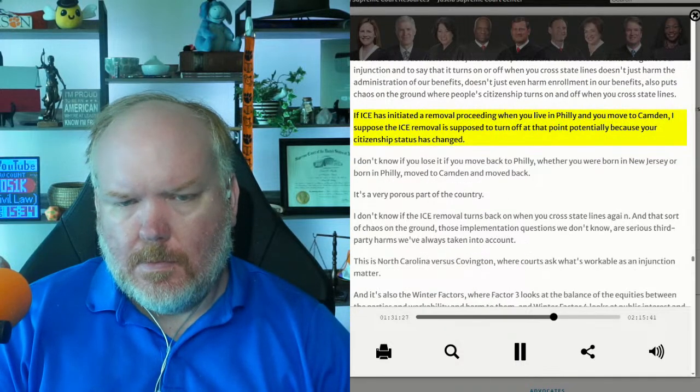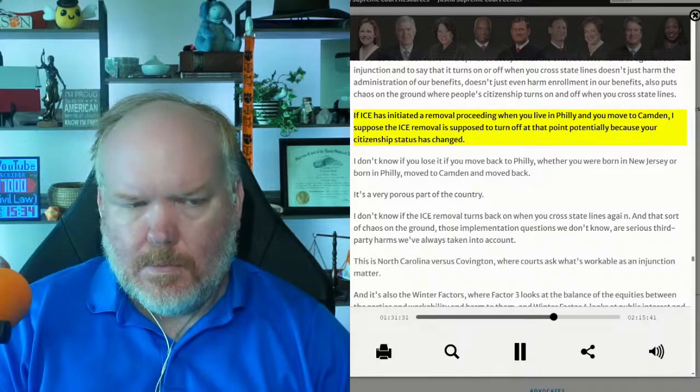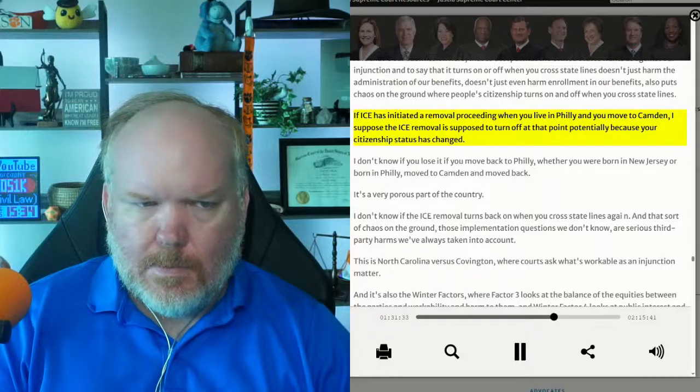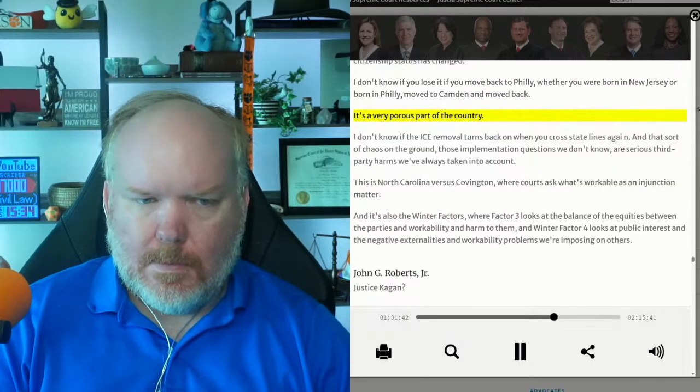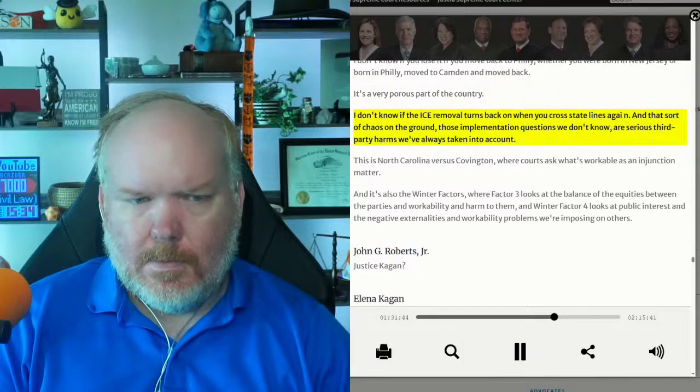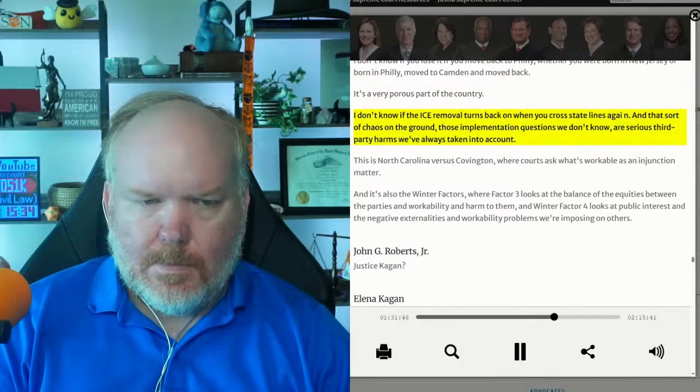If ICE has initiated a removal proceeding when you live in Philly and you move to Camden, I suppose the ICE removal is supposed to turn off at that point, potentially, because your citizenship status has changed. I don't know if you lose it if you move back to Philly, whether you were born in New Jersey or born in Philly, move to Camden and move back. It's a very porous part of the country. I don't know if the ICE removal turns back on when you cross state lines again.